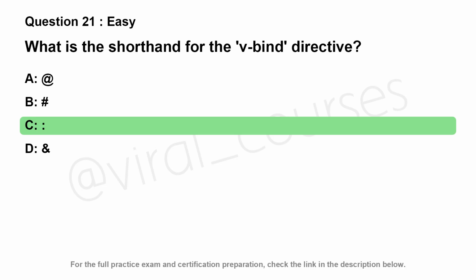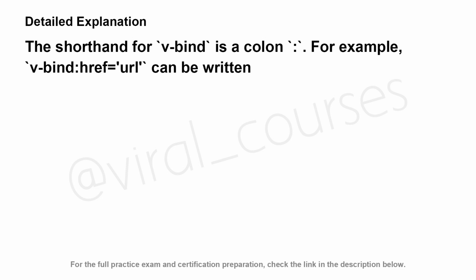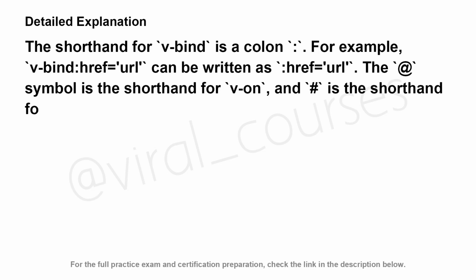The correct answer is C. The shorthand for v-bind is a colon. For example, v-bind:href="url" can be written as :href="url". The @ symbol is the shorthand for v-on, and # is the shorthand for v-slot.